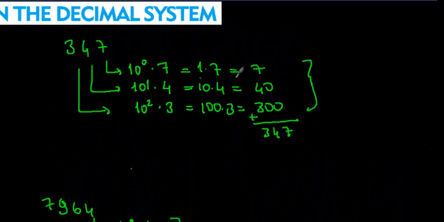Here the number 347 is equal to 3 times 10 to the power of 2 plus 4 times 10 to the power of 1 plus 7 times 10 to the power of 0.